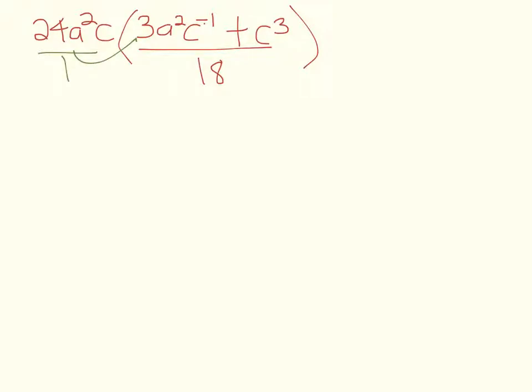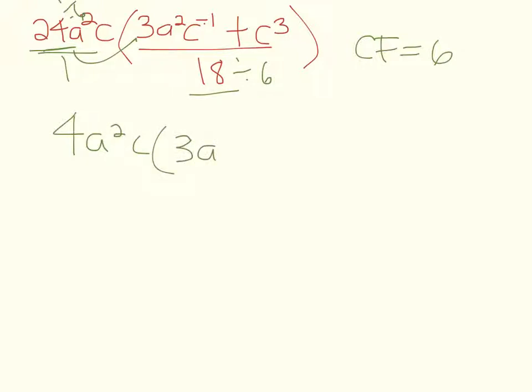But what we could also do is reduce the fractions we're given. And that's what I've actually done in the review solution. So if you notice, we have 18 and we have 24, and a common factor between the two is actually 6. So if I divide both by 6, I can reduce this down. So it'll become 4a squared c. We still have the brackets a squared c negative 1 plus c cubed, but now I have it over 3.